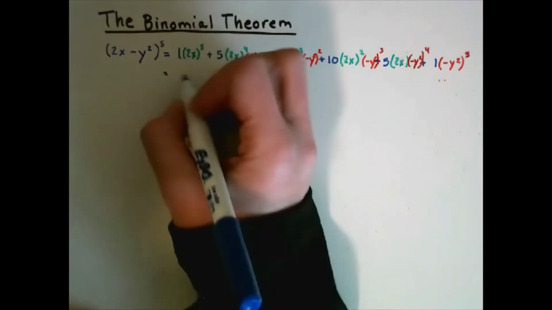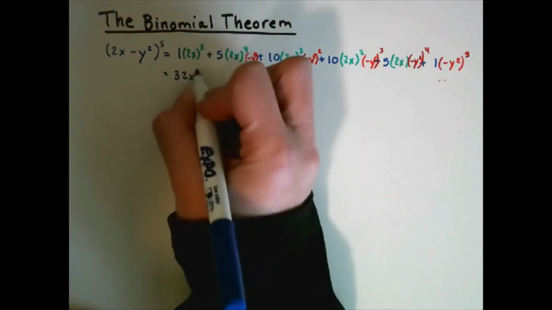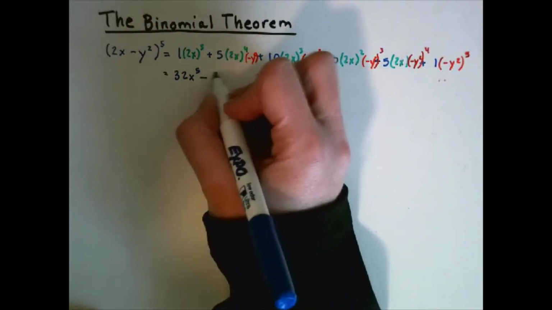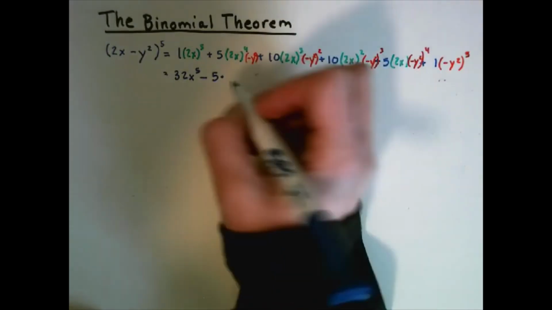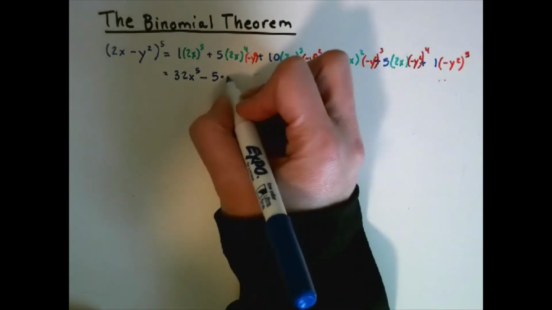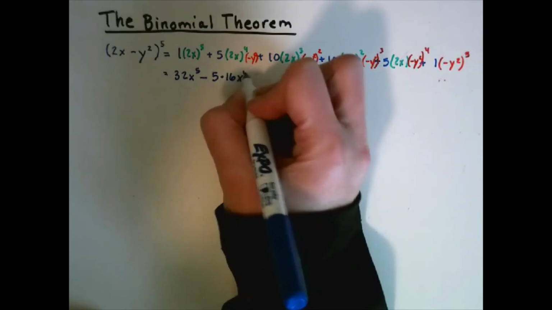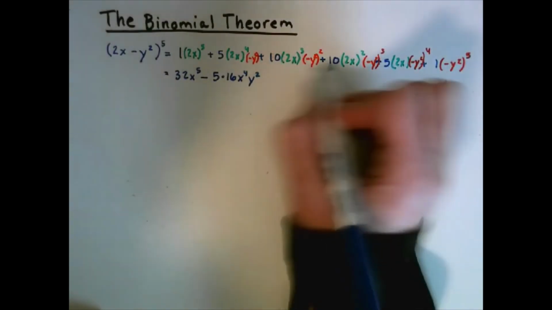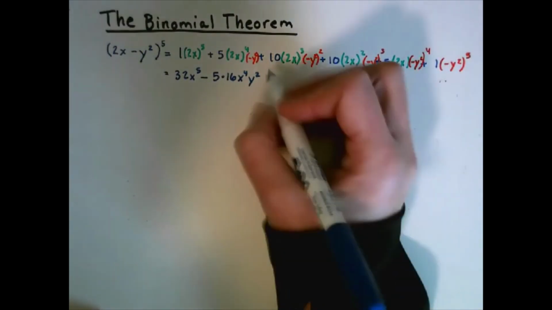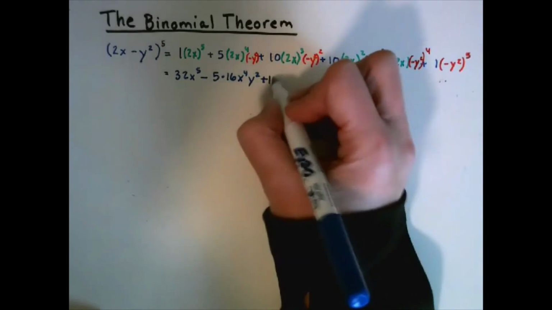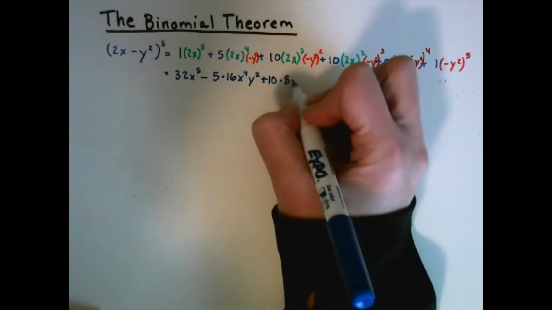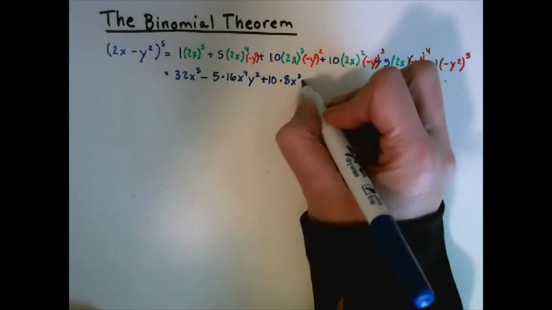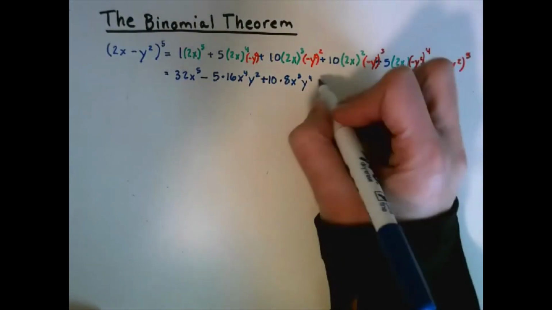Okay, so here we're going to have 2 to the 5th, so this is going to be 32x to the 5th. This term will be negative, so minus 5 times 2 to the 4th is 16. Okay, x to the 4th, y squared. My next term here, we're going to have a negative squared, so that one will be a positive again. We've got the 10, we've got 2 cubed. Okay, and then we have negative y squared squared, so that's going to be y to the 4th.